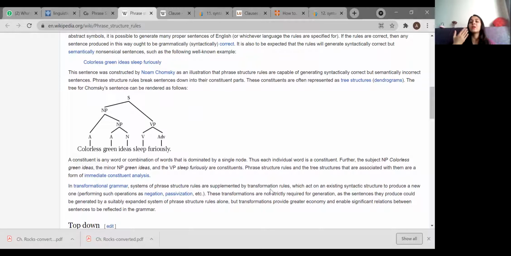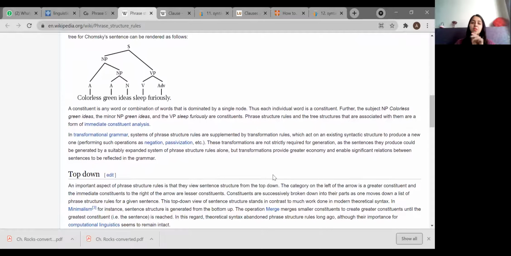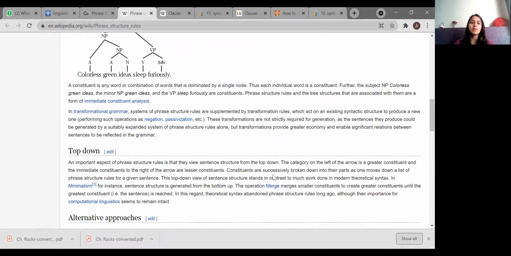Phrase structure rules, when broken down into parts, are shown in a tree structure. All right. So how can you see a tree structure? If you see on the screen here, S is on top, that is a sentence. It is divided into noun phrase and verb phrase. Then the noun phrase is divided into adjective phrase and noun, or only the noun. The verb phrase is further divided into verbs and adverbs. All right, now here we will see.